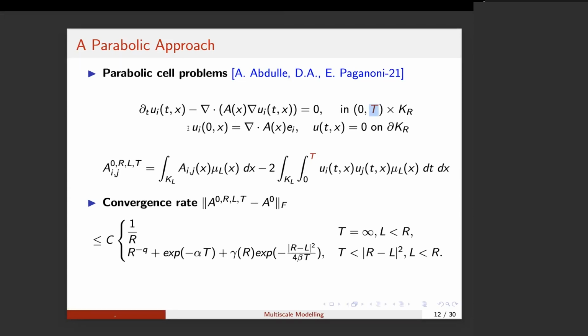If T is equal to infinity, essentially we are looking at the steady state of this problem, and we get no improvement in the convergence rate. So still we have 1 over R. But if T is chosen sufficiently small, then, well, I'm ignoring these errors because they are much smaller than the first term here, we get R to the power minus Q for arbitrary large Q, okay? Essentially what we have is exponentially decaying errors for the approximation of homogeneous coefficients.